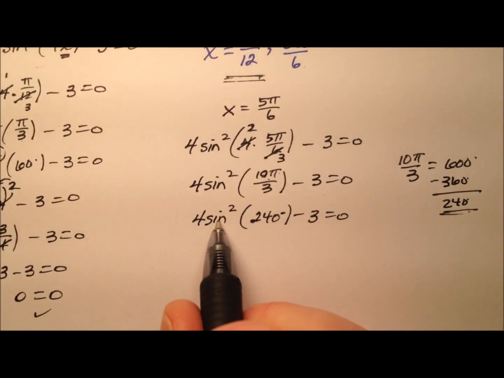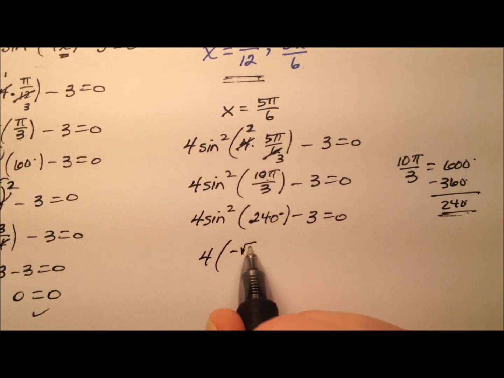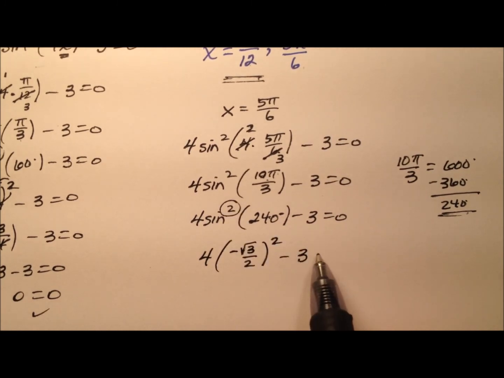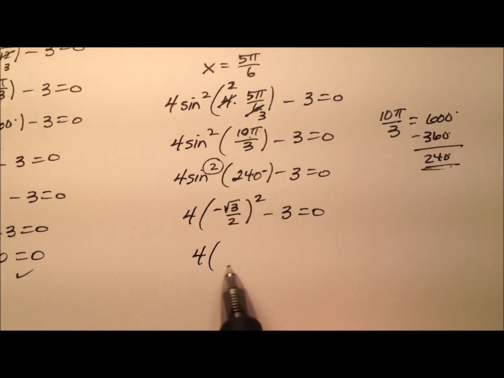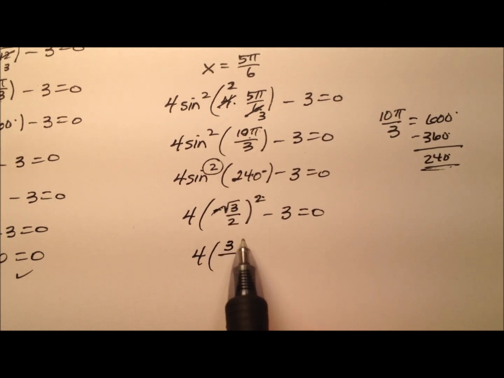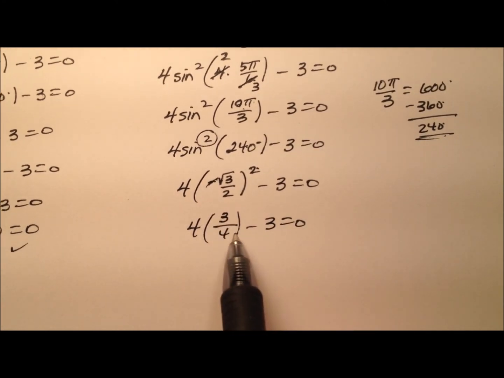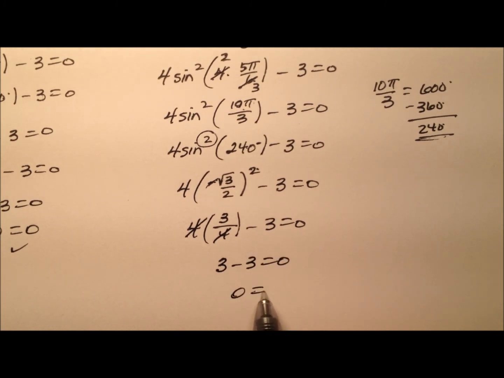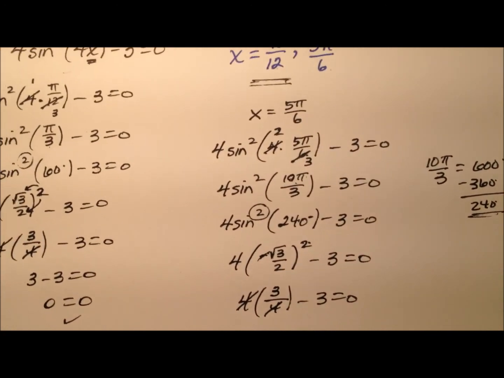All righty, so what is the sine of 240 degrees? Well, we know that's going to be negative square root of 3 over 2, and of course we have this squared right there. So doing this squaring, we see that the negative gets squared, so that goes away. Square root of 3 squared is 3, and 2 squared is 4, just like we saw in the previous value. So these 4's cancel, and 3 minus 3 is 0. So 0 equals 0, and we see that this also is going to work.